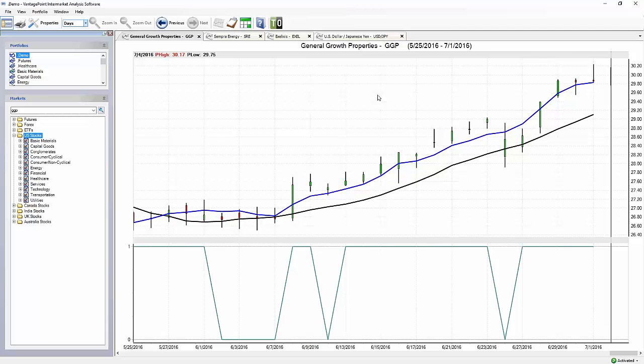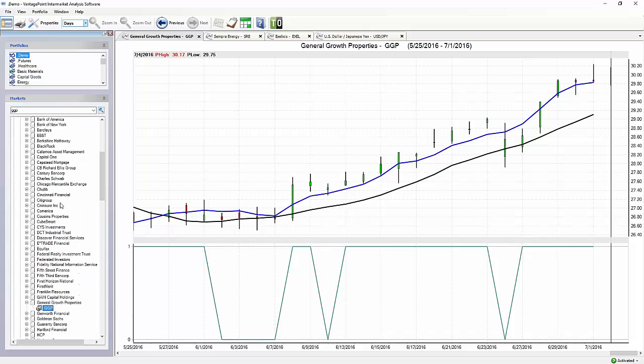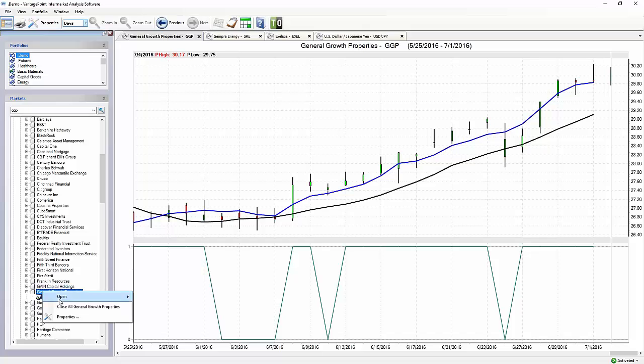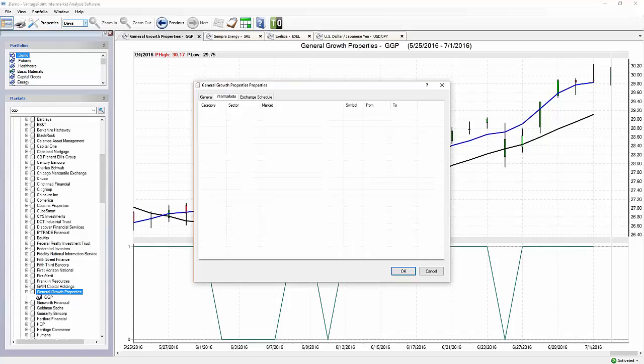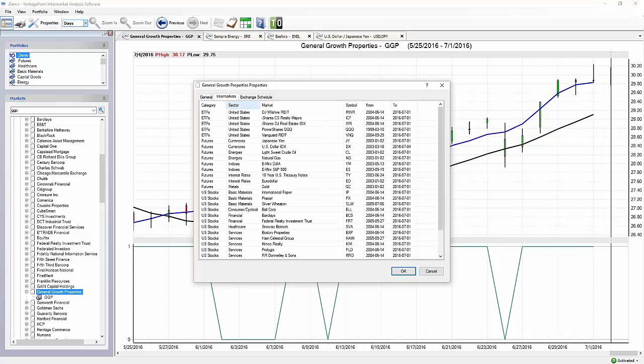So here I have the VantagePoint software, just like those charts that we went over, but I want to go ahead and highlight a couple of really important things here, really open up the hood and show you the secret sauce. Now, I have General Growth Properties, a financial stock, and if you look at the left here, you're going to see what's called the market tree. We've got stocks all split up by sector, but if we search for this symbol, we can go down, right-click to open up the properties for this stock in particular, and we can view what's called the intermarkets.